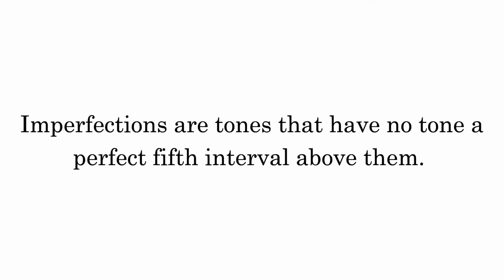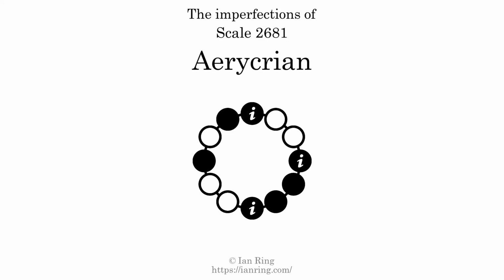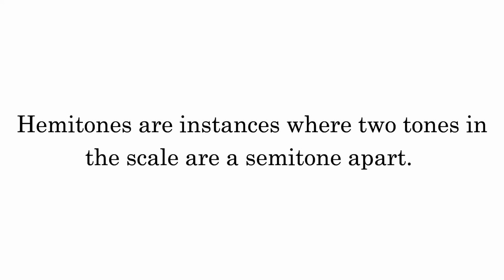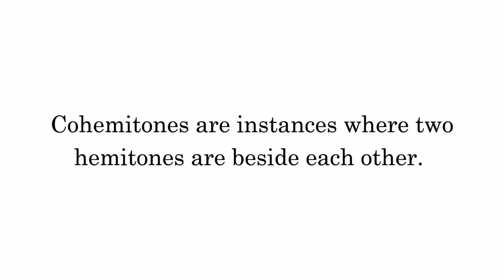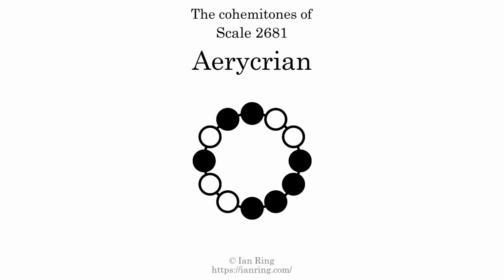Imperfections are tones that have no tone a perfect fifth interval above them. This scale has 3 imperfections. They are at positions here, here, and here. Hemitones are instances where 2 tones in the scale are a semitone apart. This scale has 4 hemitones. They are at positions here, here, here, and here. Cohemitones are instances where 2 hemitones are beside each other. This scale has 2 cohemitones. They are at positions here and here.